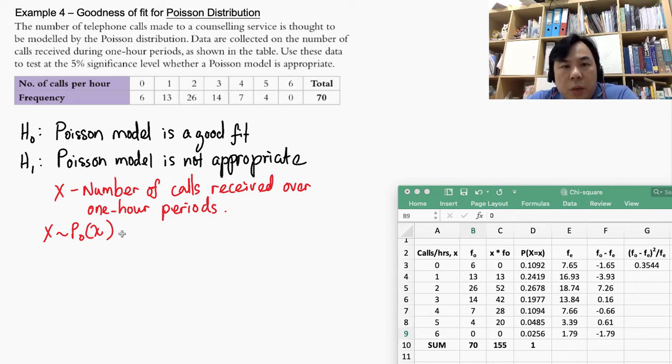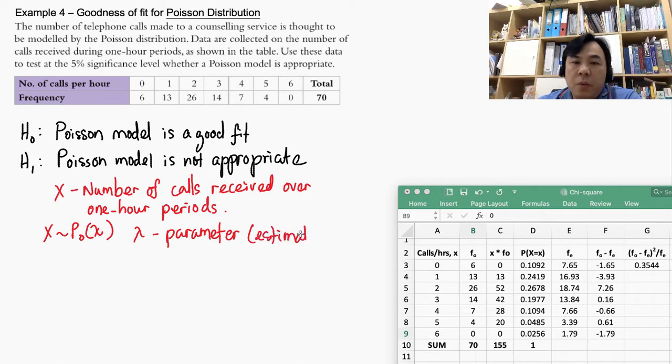Are we given the information? We are not. So therefore, we have to estimate this parameter. This is the parameter that needs to be estimated, so we need to estimate this from our sample. So how do we estimate this? Because the lambda represents the average number of calls, we have to get the average number of calls from this data that we have collected.